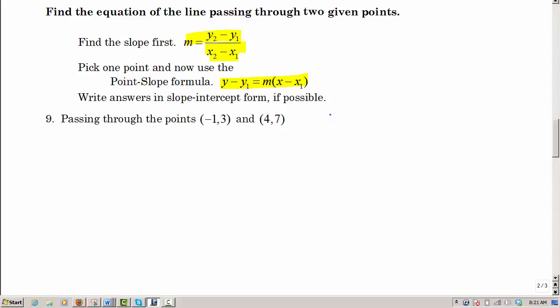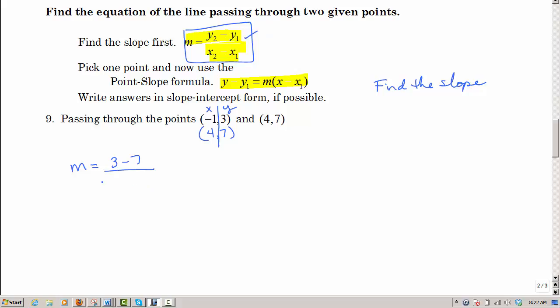All right, so the first thing you always have to do with equations of lines is find the slope. If they don't tell you the slope, you have to find the slope. So I'm going to find the slope by this formula here. So just like on the previous lesson, remember how we lined up our x's and y's to help us find the slope? So our y's, so I'm going to have 3 minus 7 over our x's. There's my slope.